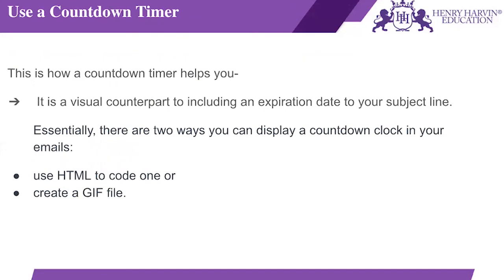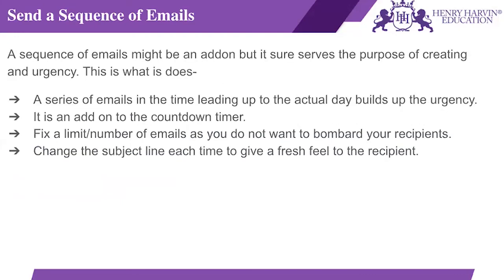Use a countdown timer. These days, these GIFs, etc., are playing a very important role. This is how a countdown timer may help you. It is a visual counterpart to including an expiration date in your subject line. Essentially, there are 2 ways you can display a countdown clock in your email. One is using the HTML code, which is more related to your software, and the second one is a GIF file.